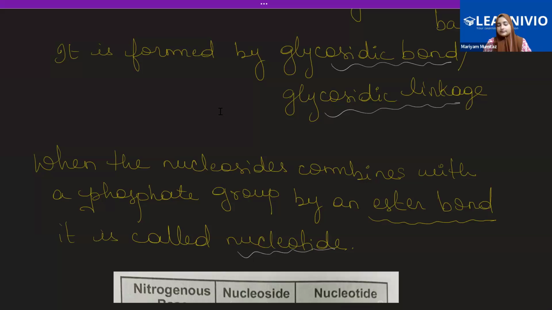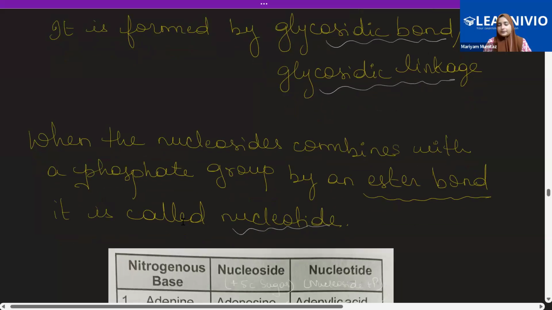Mom, what's an ester bond? Ester bond is the bond that is formed between the nucleoside and the phosphate group. Wait, I'll show you. One second.